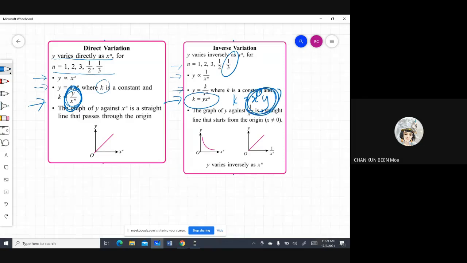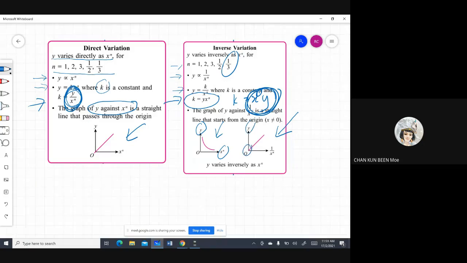Okay, it's the opposite. For the graph of y against x to the power of n, it is a straight line that passes through the origin. But when it comes to inverse variation, where y varies inversely as x, it will be this one. It will be a straight line if y varies directly as x to the power of n. But when it comes to y against x, it will be a hyperbola. When it is y against 1 over x, it will be a straight line that goes through the origin.